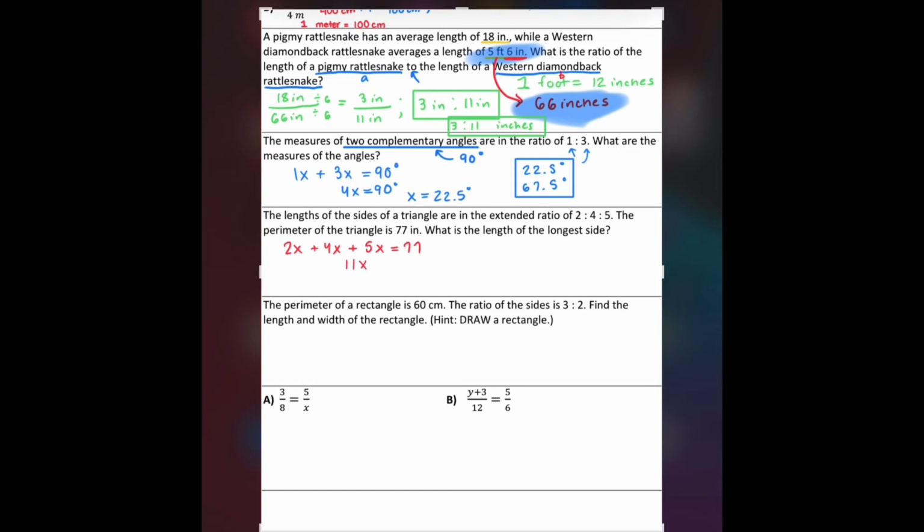And we can use algebra to simplify. By combining like terms, we get 11x. Divide by 11 and we get 7. And then we have to plug that x back in. So we know the longest side is the one that's 5 pieces of that ratio. So that's 5 times 7, which is 35. And don't forget about your units, which is inches according to the problem.